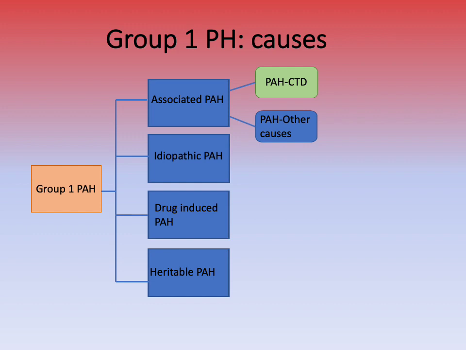Group 1 pulmonary hypertension is designated as PAH and has several subgroups that include associated PAH, idiopathic PAH, drug-induced PAH, and heritable PAH. Associated PAH is linked with connective tissue diseases and other causes such as HIV, portal hypertension, and congenital heart diseases. Idiopathic PAH is the most common subtype, followed by PAH associated with connective tissue diseases.